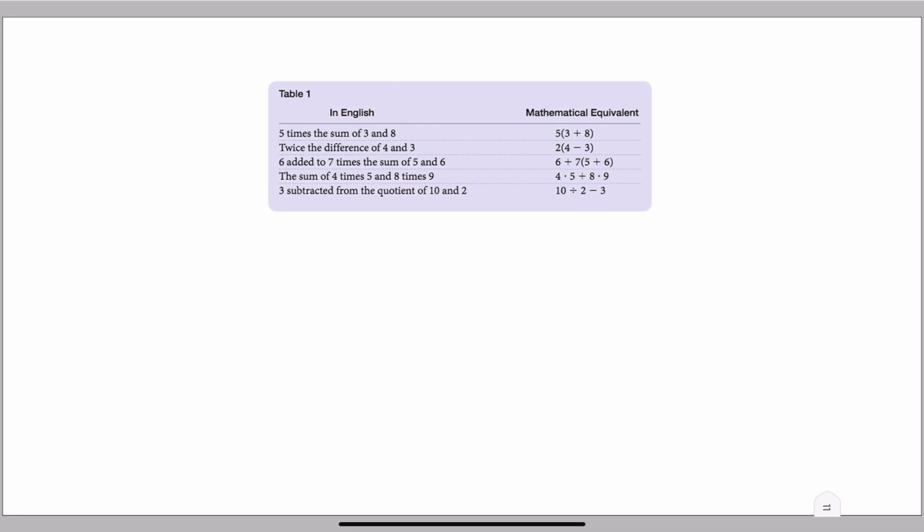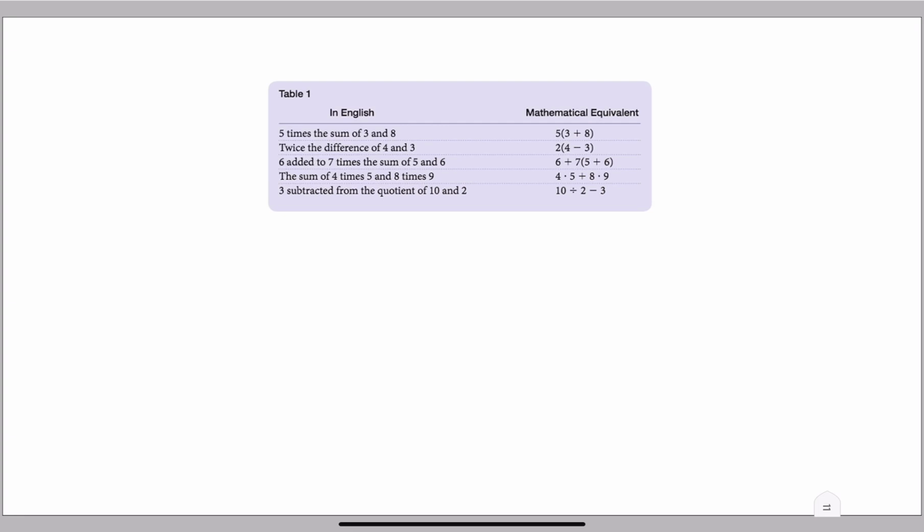Okay, so here are some of the ways you might hear and see multiplication and division, addition, subtraction in a mathematical expression. So let's go through some of these. So 5 times the sum of 3 and 8. So 5 times the sum, so that means 5 multiplied by whatever you get when you add 3 and 8. So you've got to add 3 and 8 first and then multiply. And that's what the parentheses are helping us to see, that I have to add first.